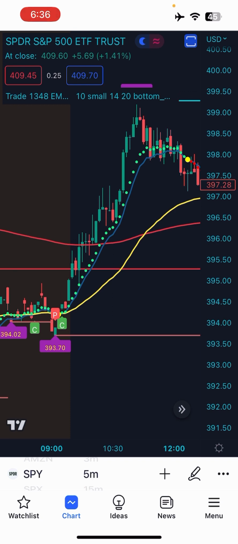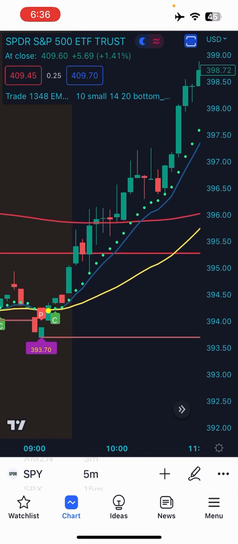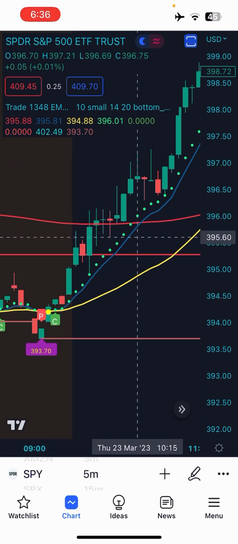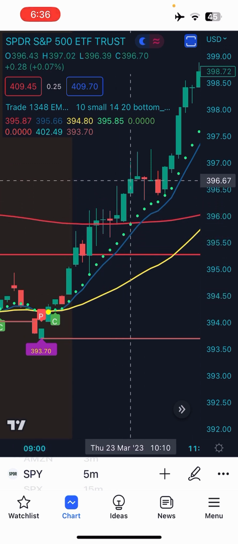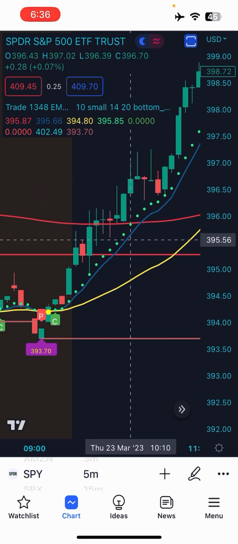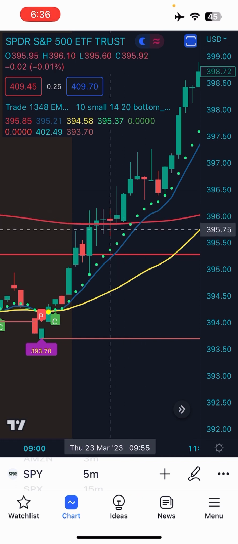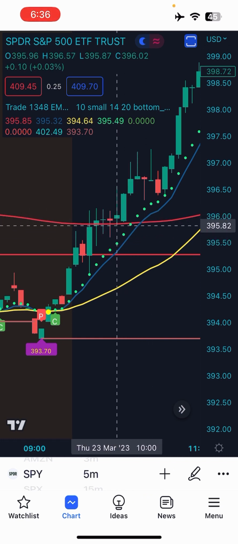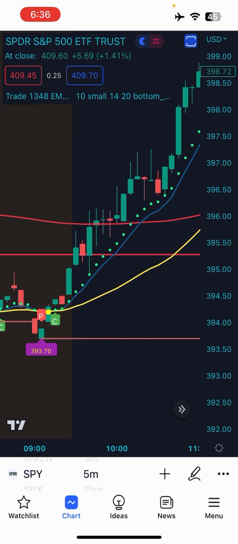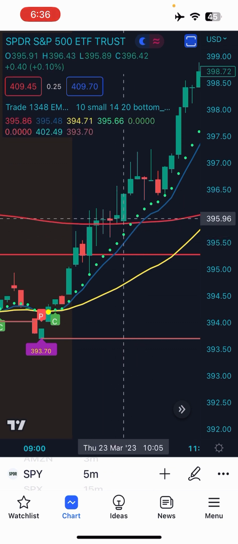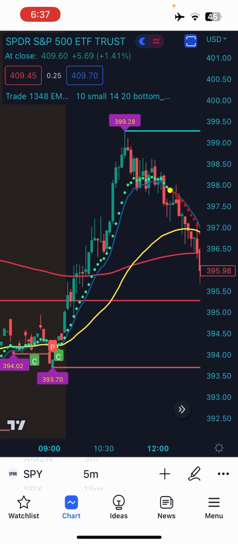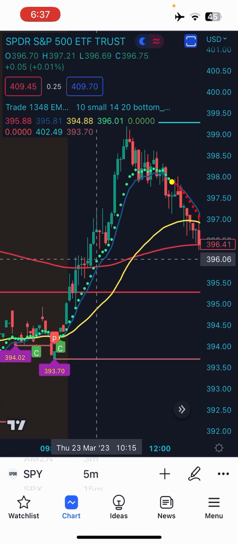So right here in this example, you have the signal right here, it tested the 200 EMA line, right? And it bounced up, right? It bounced up from the 200 EMA line. Right here is the moment where you get in. This is the moment where you get in, and I got in at that exact moment. Right here, it bounces from here, right?